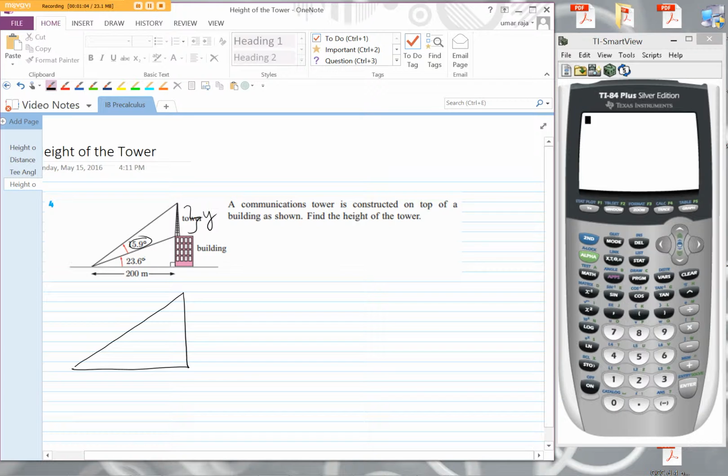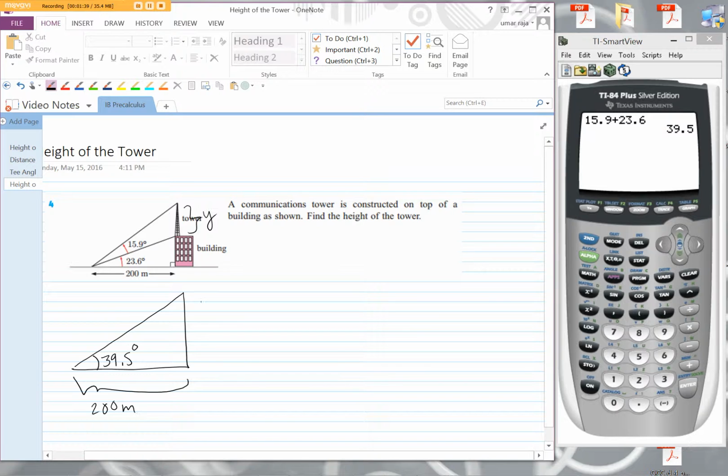We're going to take the 15.9 degrees and the 23.6 degrees, and add those two values up to get the total. Now, look on the calculator on the right to see how that would be done. 15.9 plus 23.6 degrees, press the enter key, and that's going to give you 39.5 degrees. So this angle is equal to 39.5 degrees, and then you know that the base of the triangle is 200 meters, the distance from the bottom all the way to the bottom of the building.